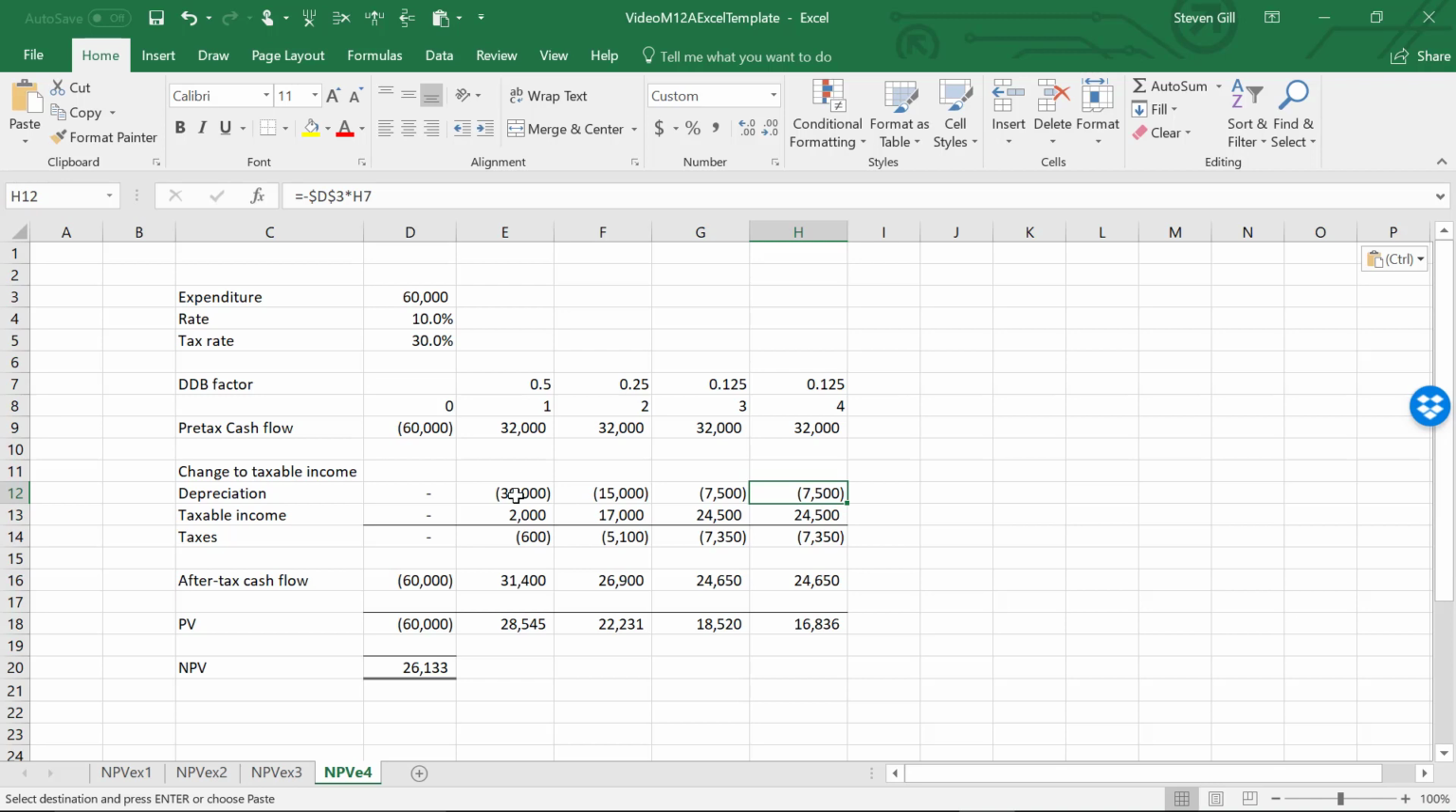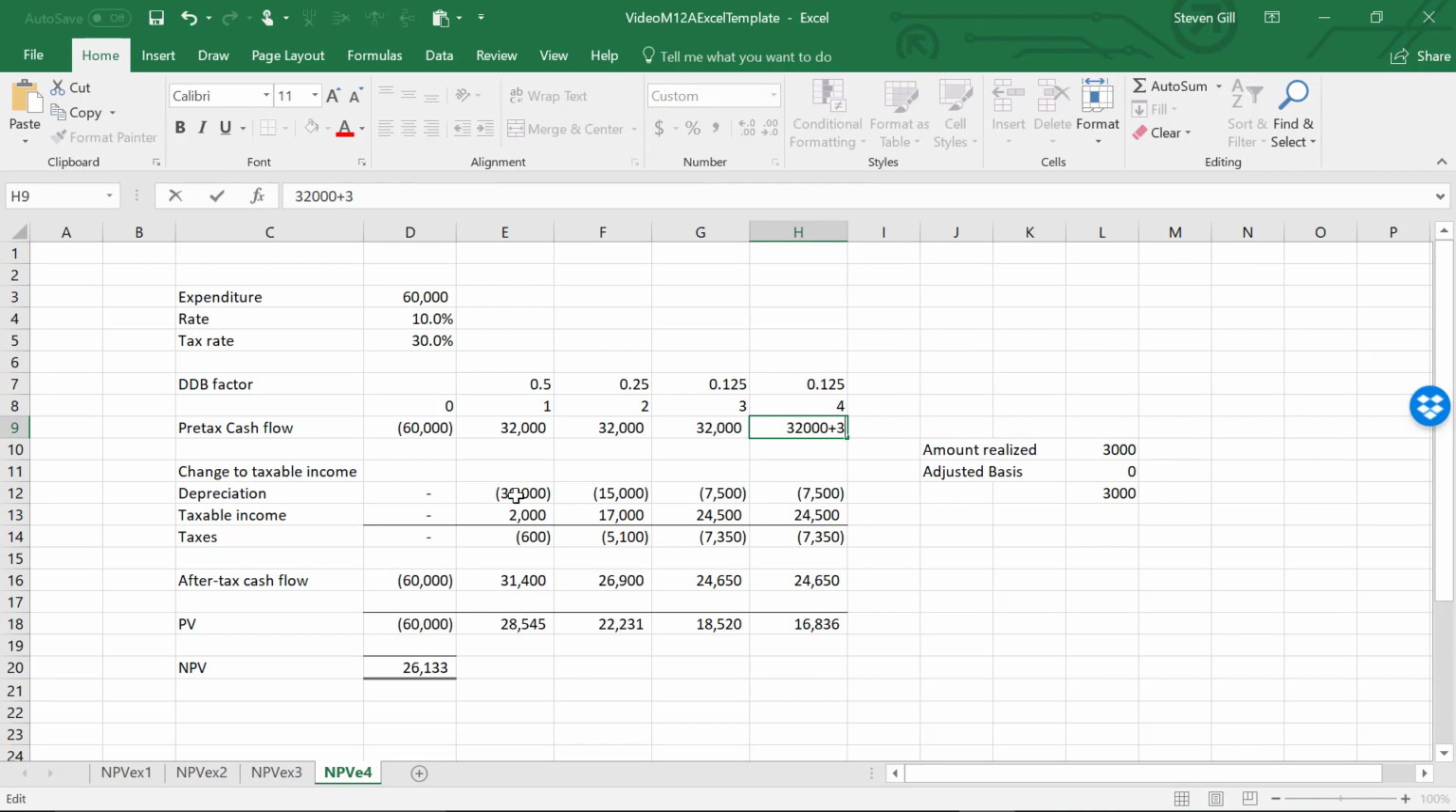So the complicated way of thinking of this is, what is my amount realized? 3,000. What is my adjusted basis at the time of the sale? Well, it's fully depreciated, so it's 0. There's my realized and recognized gain. So I need to include the $3,000 of proceeds in my pre-tax cash flows, which automatically rolls into my taxable income.